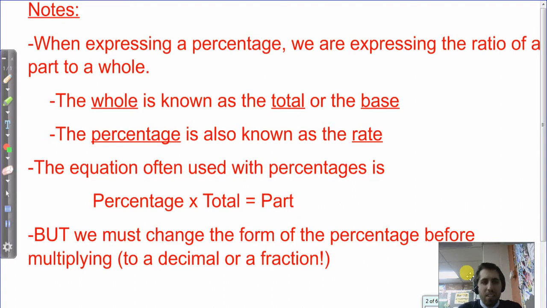So let's talk a little bit more about these words we're using here. One of the key words is whole, but other people will talk about that as the total or the base. So if you got a 97% on a test, the total number of questions would be the whole, the total, the base. That's the complete set.